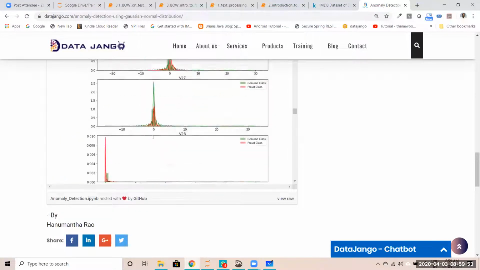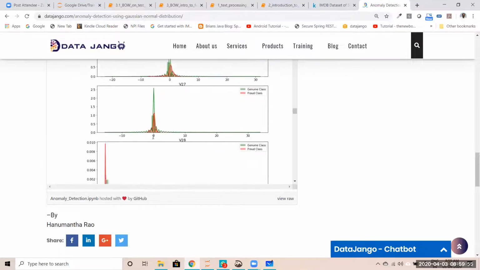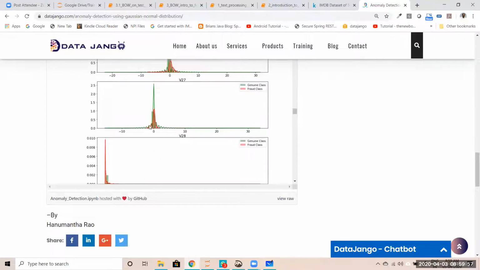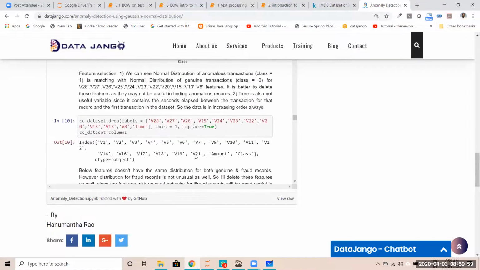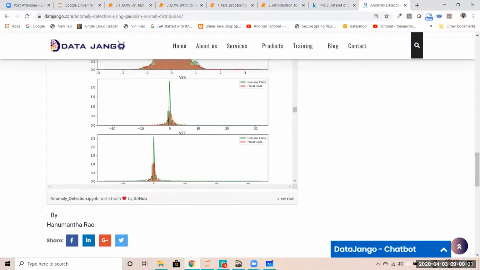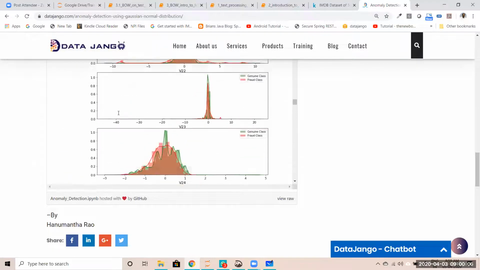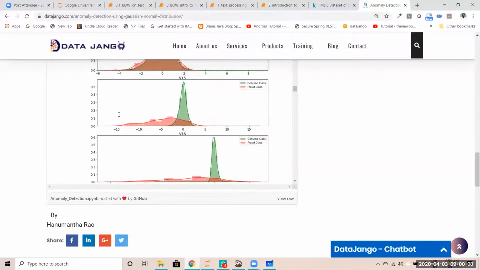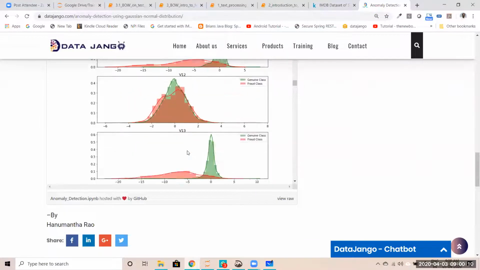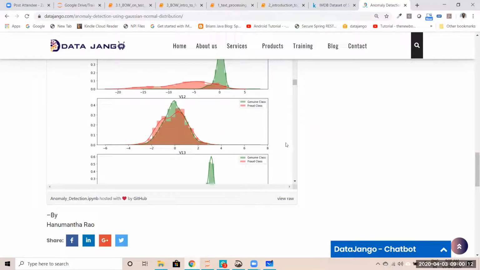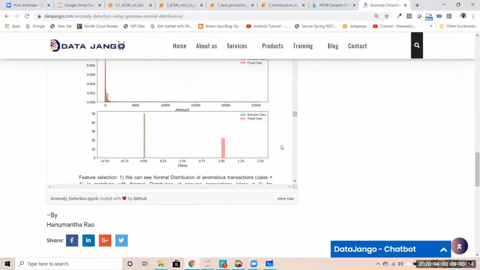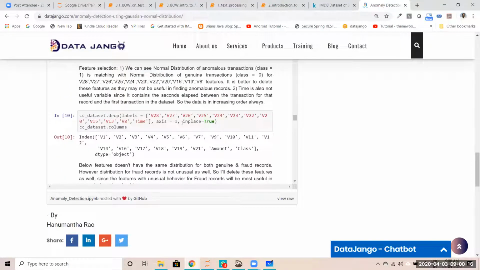If you look at V28, where is that V28? Here, see this? They're completely overlapped. Again, V27 overlapped. V15, V13, see this? So we dropped all those columns which have overlapping data distribution patterns. This is one way.